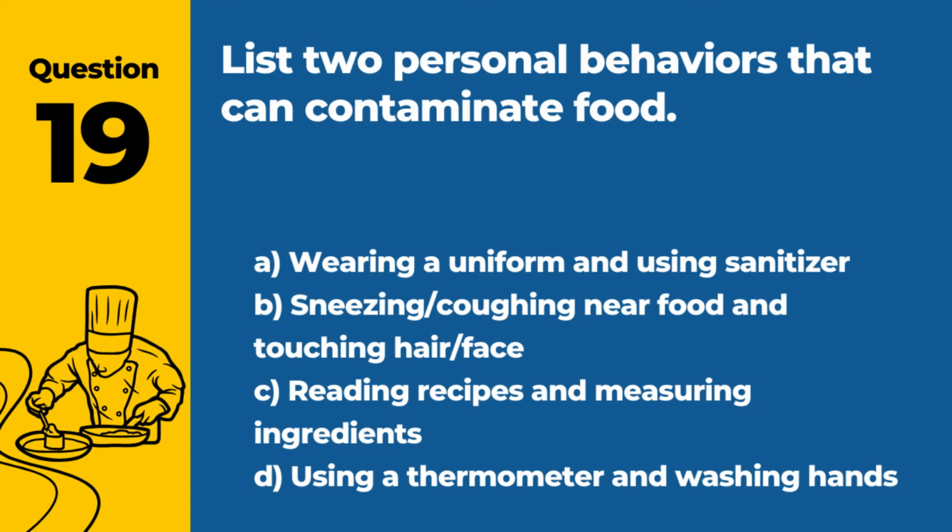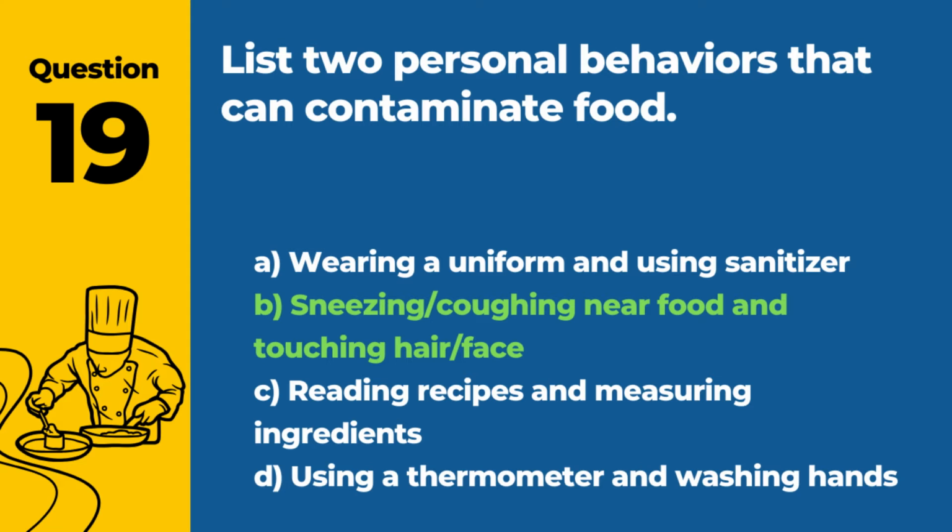Question 19. List 2 personal behaviors that can contaminate food. A. Wearing a uniform and using sanitizer. B. Sneezing/coughing near food and touching hair/face. C. Reading recipes and measuring ingredients. D. Using a thermometer and washing hands. Answer: B. Sneezing/coughing near food and touching hair/face.